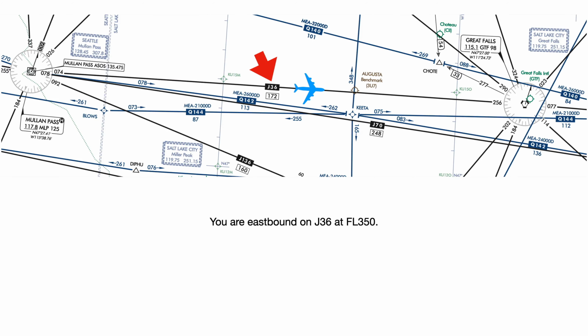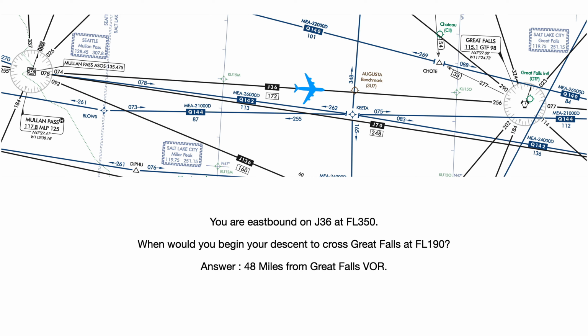You're eastbound on J36 at flight level 350. You're told that you need to cross Great Falls at flight level 190. When would you begin your descent to cross Great Falls at flight level 190? The answer, if you can figure it out in your head real quick, is 48 miles from Great Falls VOR. So let's figure out how we get to that answer. Here's the formula. Thousands of feet to descend times 3 will give you the number of miles where you need to start down.